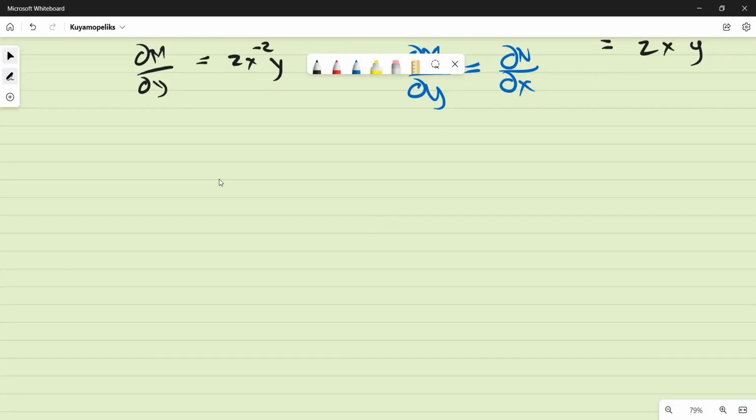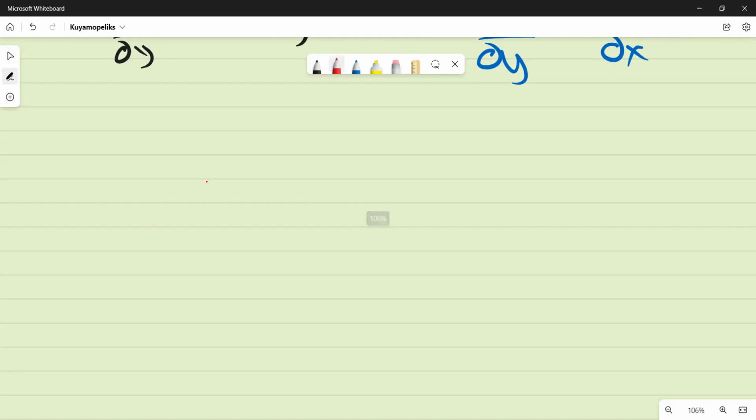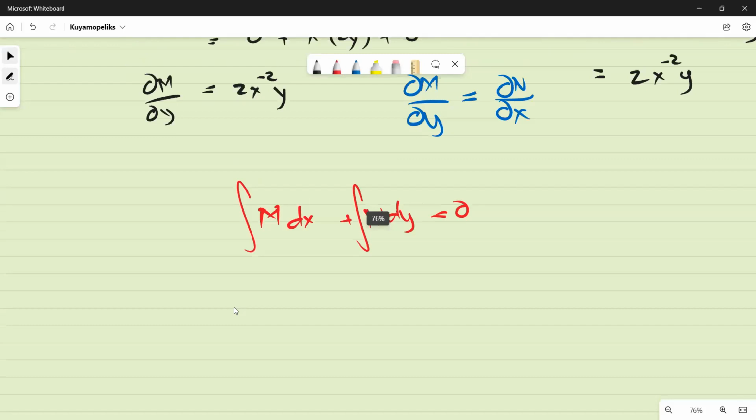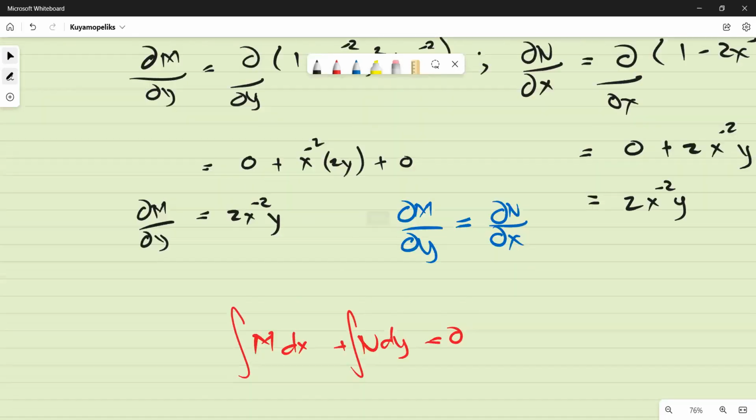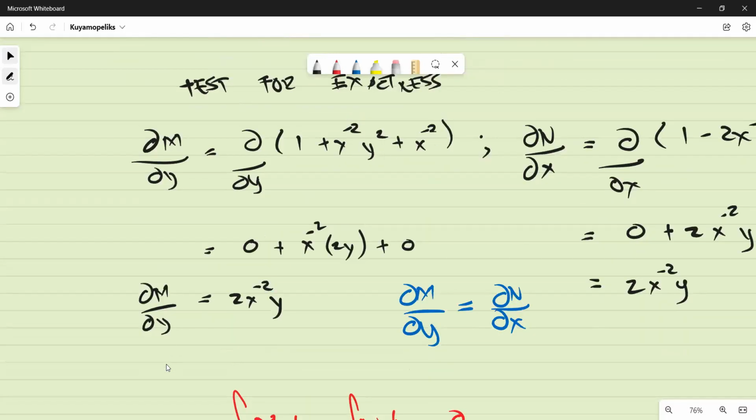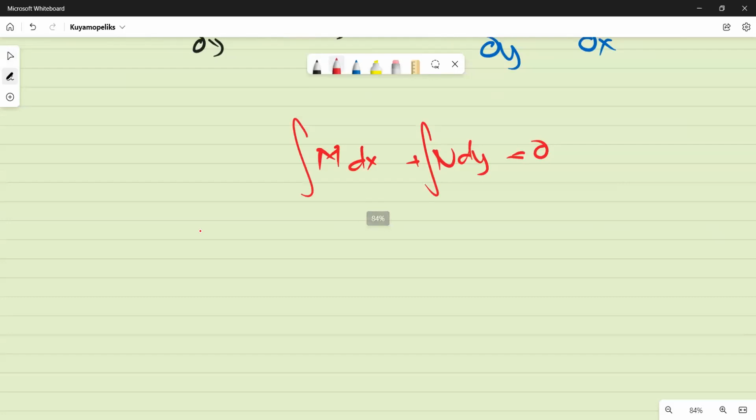So how do we get the general solution using exact again? We need to get the functions from earlier, M dx plus N dy is equal to 0. We just integrate them. So let's get the integral of M and N, one with respect to dx and the other with respect to dy. Let's get the integral of our new M. What is our new M? This is f.